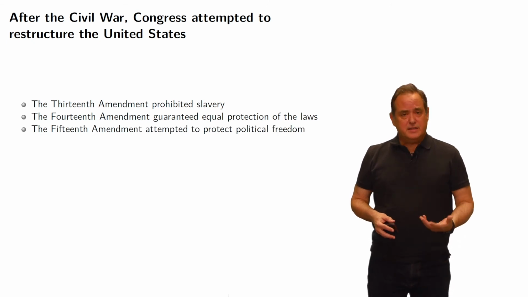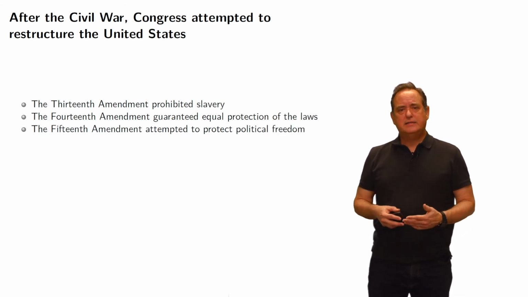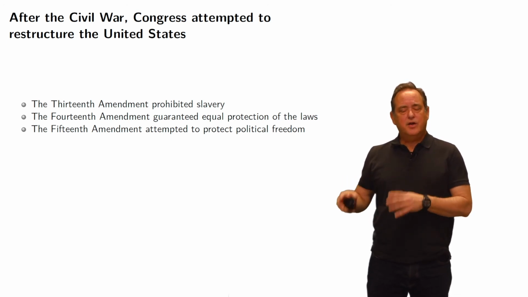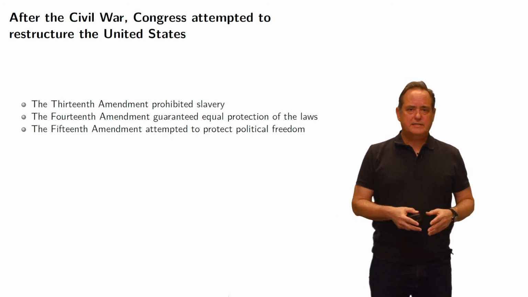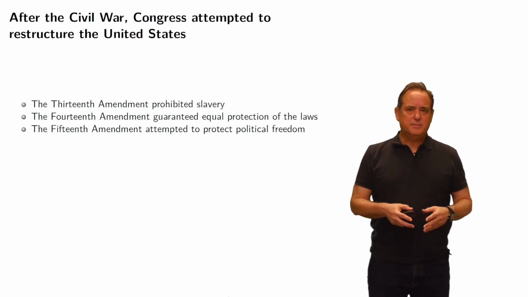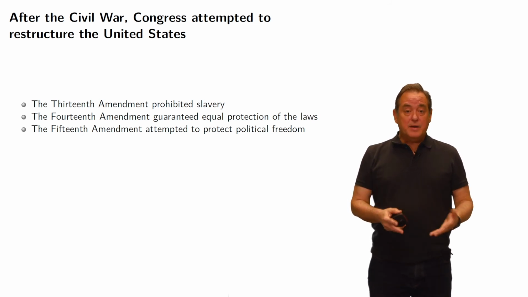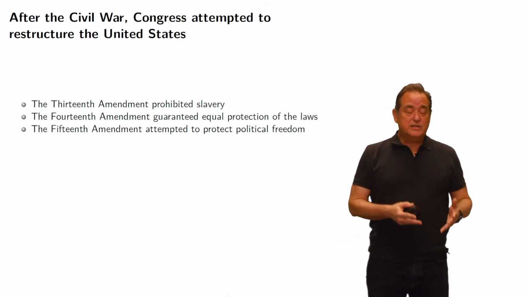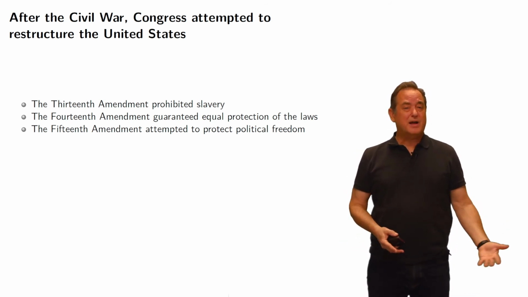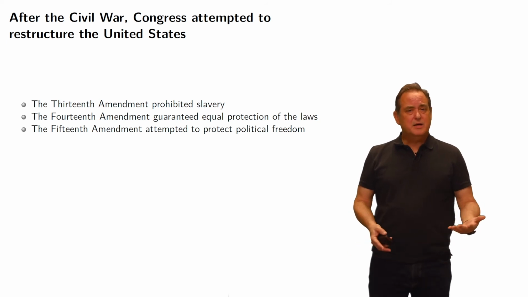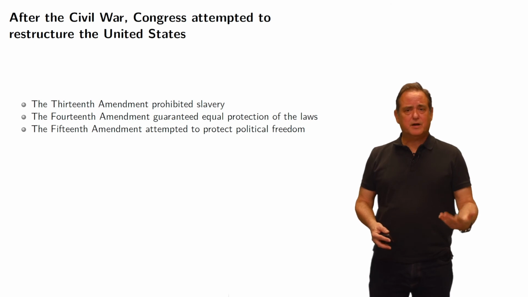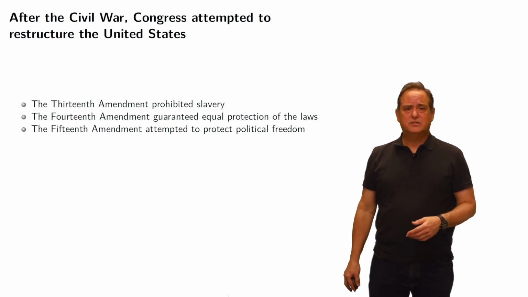And the 15th Amendment, which guaranteed the right to vote, attempted to protect those political freedoms that were granted in the 13th and 14th Amendment by allowing people to vote so that your vote now counts. And you can protect your political freedoms not by going to war, but instead by voting for people that are going to protect your interest.